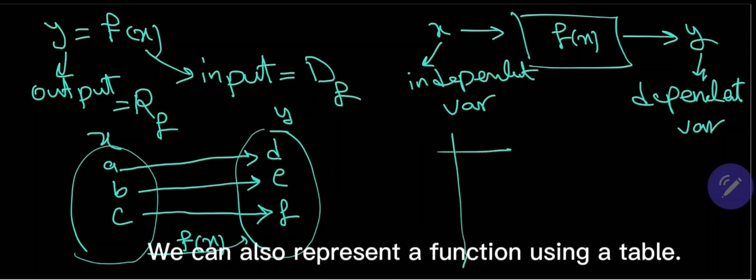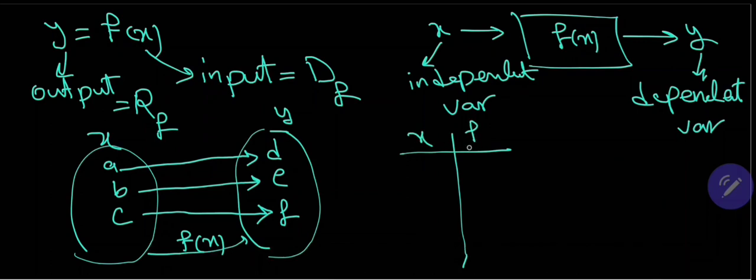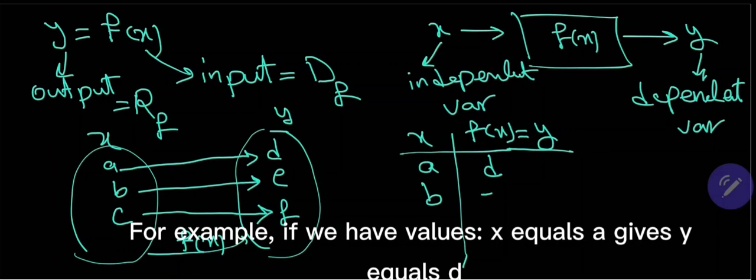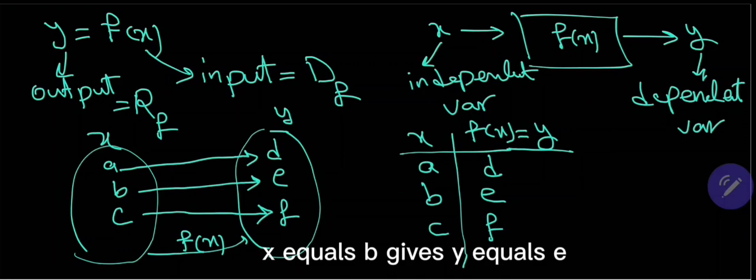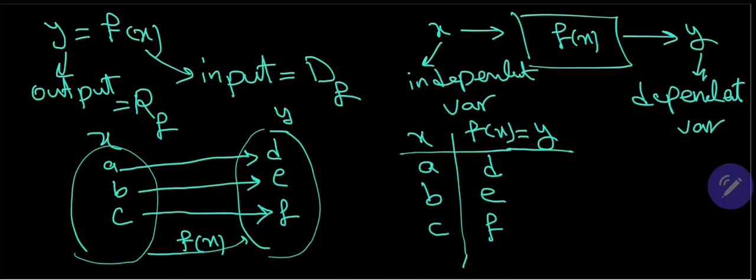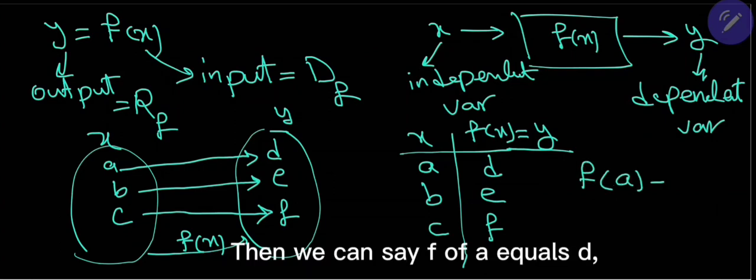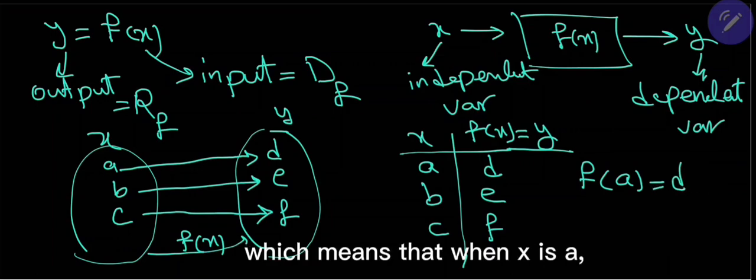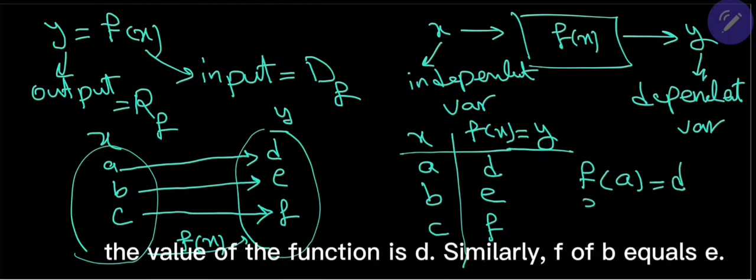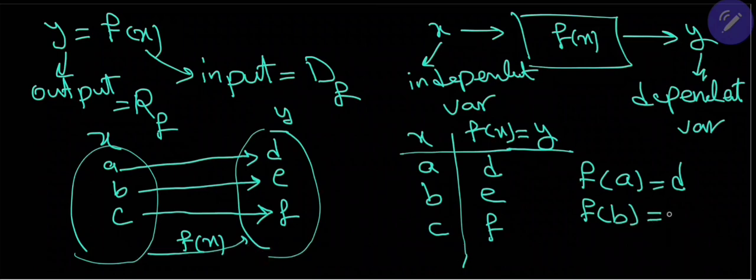We can also represent a function using a table. For example, if we have values, x equals a gives y equals d, x equals b gives y equals e. Then we can say f of a equals d, which means that when x is a, the value of the function is d. Similarly, f of b equals e.